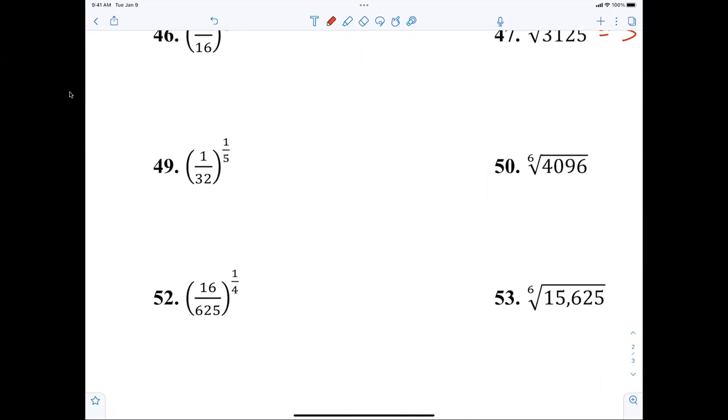1/32 to the 1/5. What is it? Well, we're going to leave it as a fraction, remember? 1/2. What's the matter, Avery? Come on. Typed it in exactly the way it is on the calculator. Parentheses. 1 divided by 32. Close parentheses. Caret. 1 divided by 5. Right? Come on, we can do that.